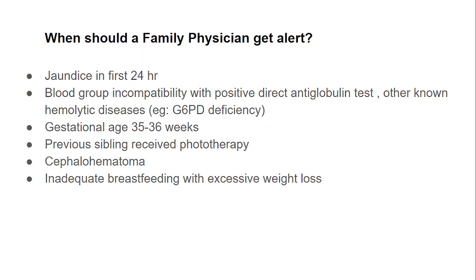When should you, as a family physician, become alert and take some action? If the jaundice occurs in the first 24 hours, if there is blood group incompatibility, for example a positive direct antiglobulin test, for example in hemolytic diseases like G6PD deficiency, if the gestational age of the mother is between 35 to 36 weeks, if there is a history of a previous sibling who received phototherapy, if there is cephalhematoma, if there is inadequate breastfeeding with excessive weight loss.